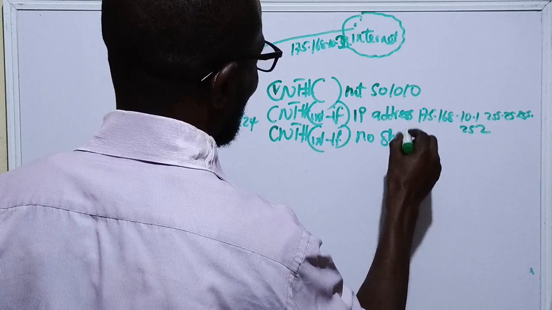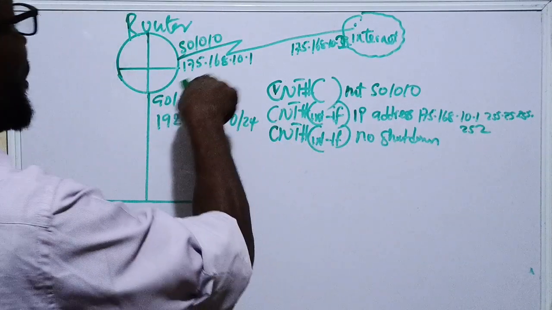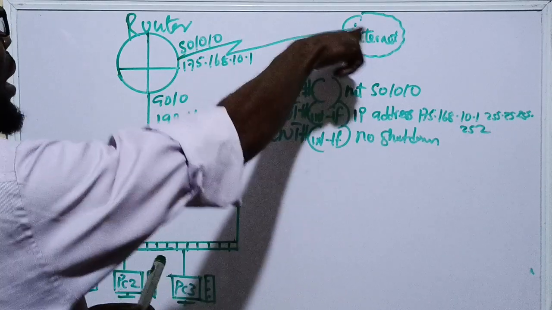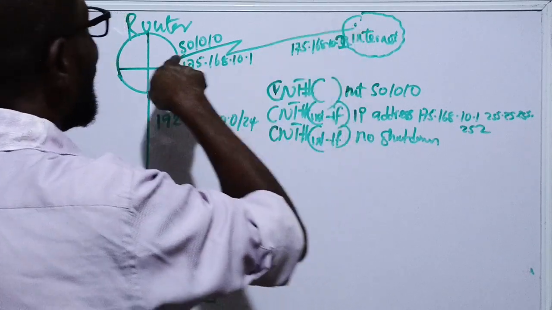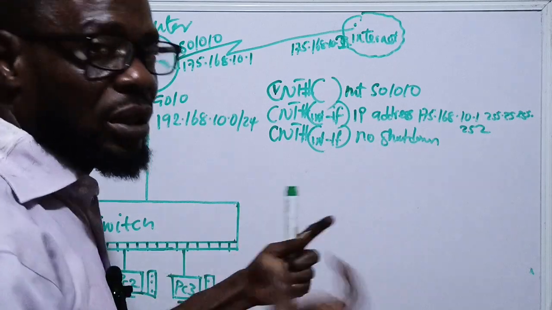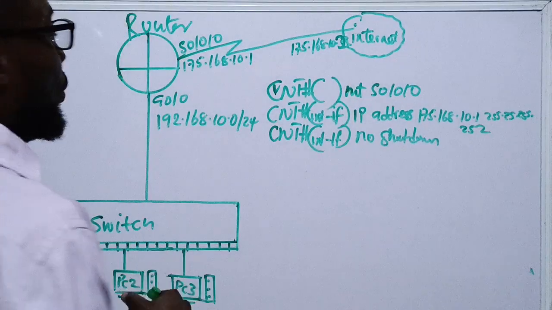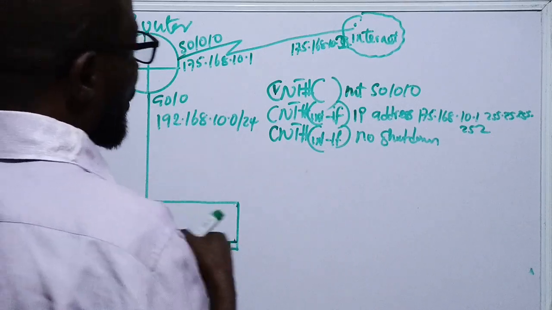No shutdown, to enable this interface. This link that links you to the ISP, they must have enabled their own link. So you need to enable this in order to establish a direct connection. Okay, you are now connected to the ISP. No shutdown. All you need to do now is enable this LAN and assign the LAN IP address.